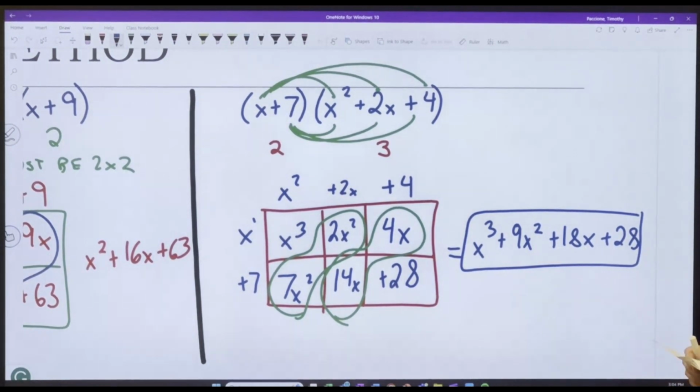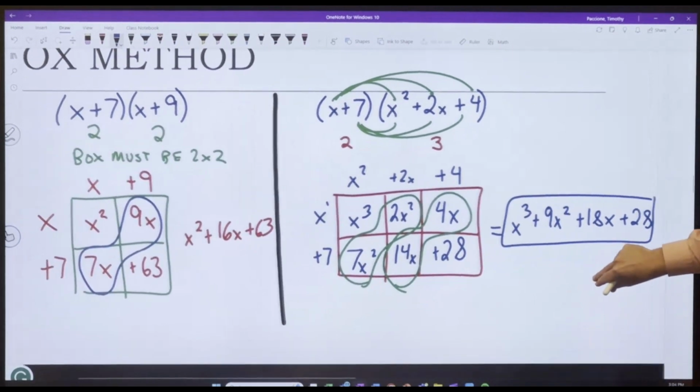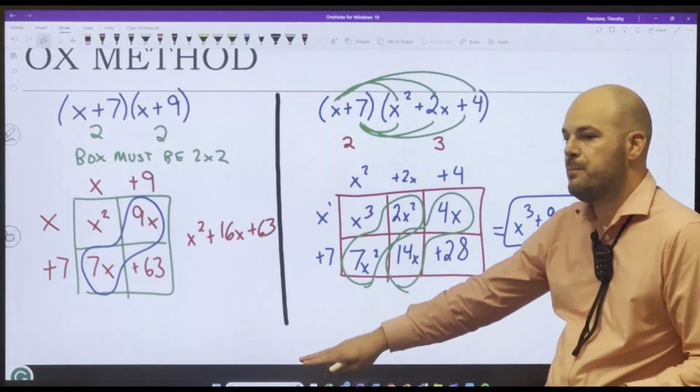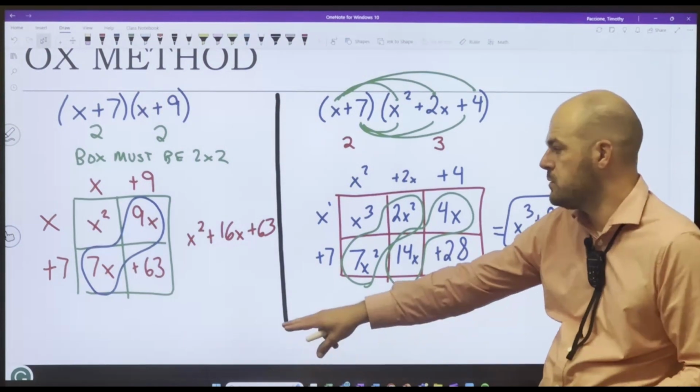Okay? Now there's one other special situation we've got to talk about, and then we'll be done. Now I understood how to do that, but the other one is easier. Whatever way works for you. There's one situation where you're multiplying binomials that tends to confuse students. So let's talk about that.